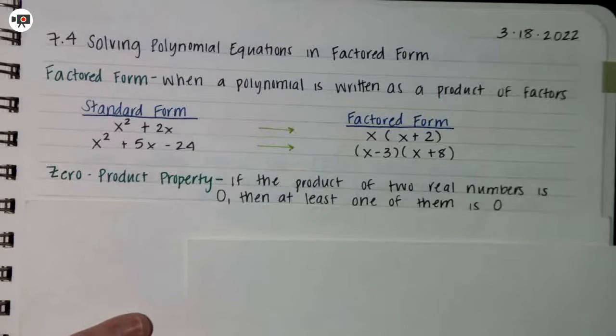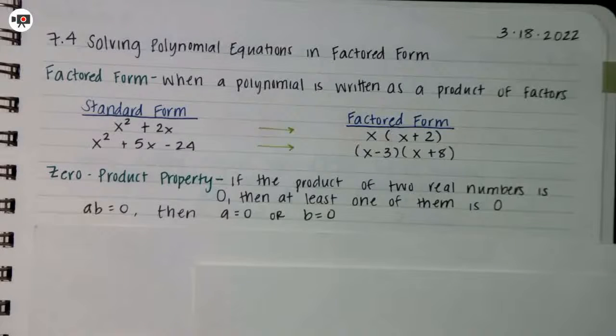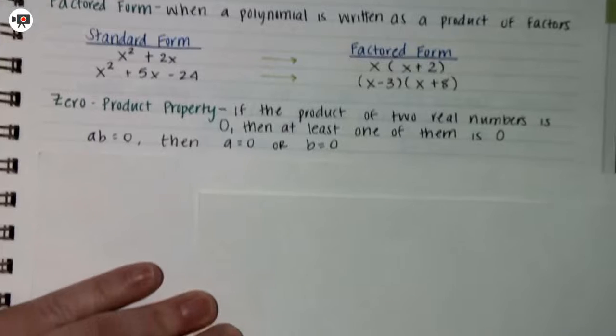We have the zero product property, which says if a product of two real numbers is 0, then at least one of them is 0. Because anything times 0 is 0. So to equal 0, one of them has to be 0. So if I have a times b equals 0, then a equals 0, or b equals 0, or both.